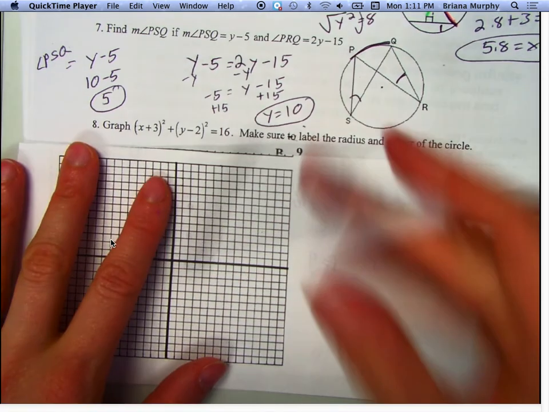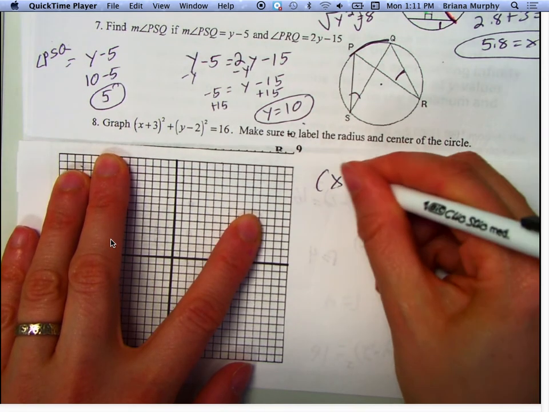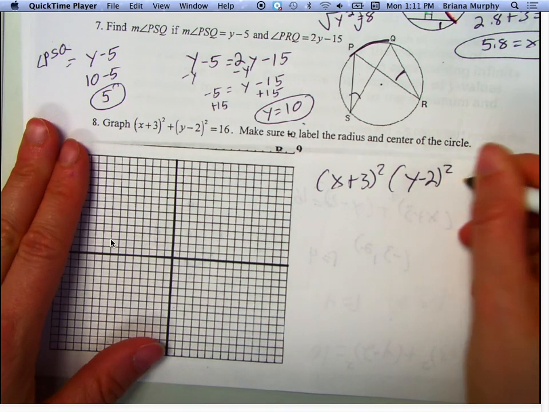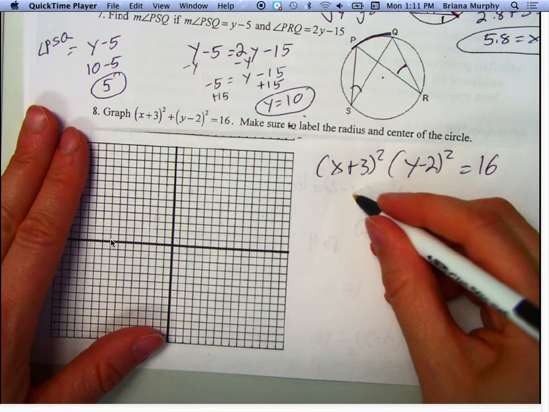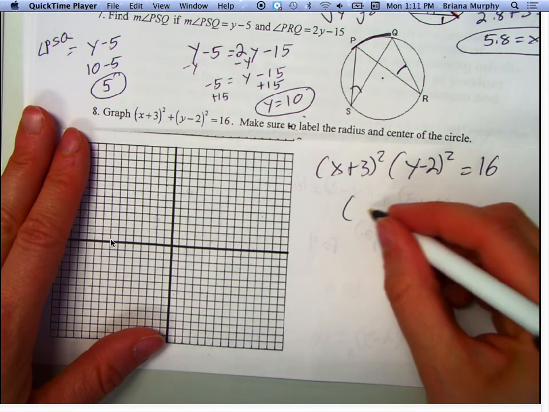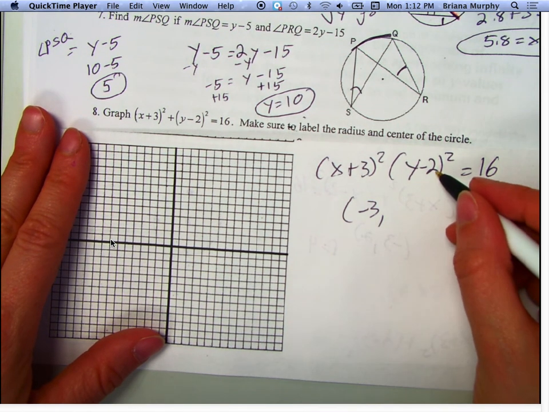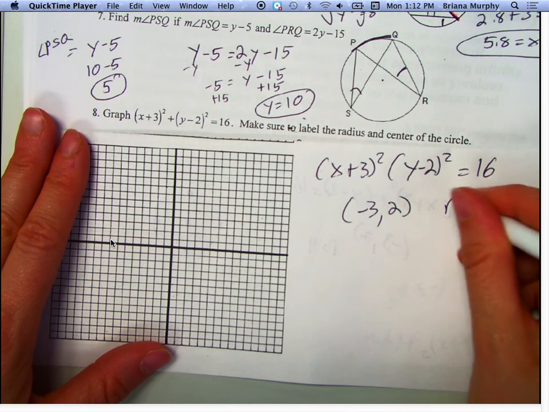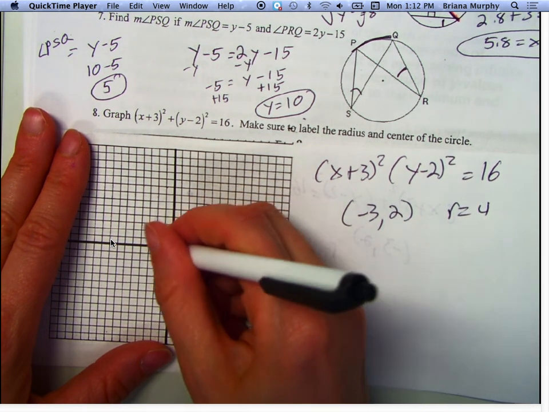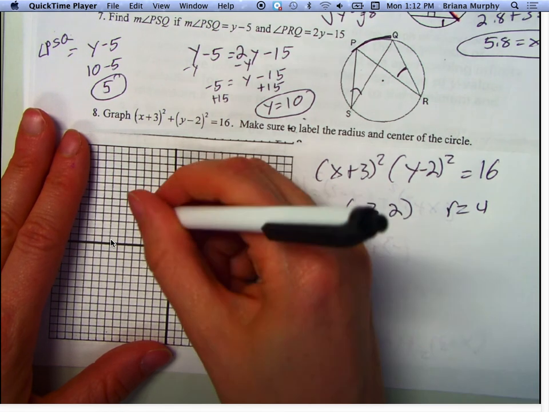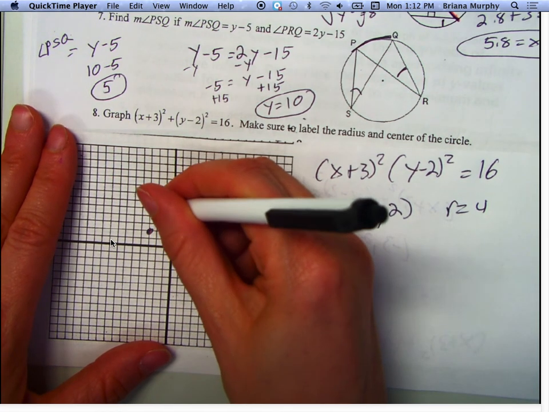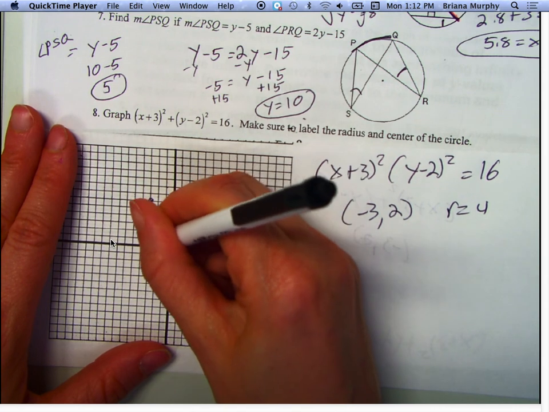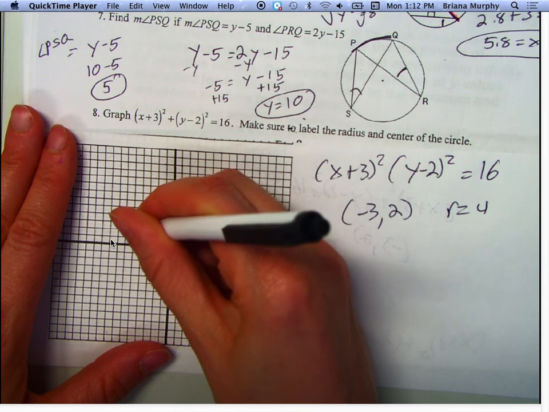So what is the opposite? So we've got x plus 3 squared, y minus 2 squared equals 16. So what's the opposite of positive 3? Negative 3. What's the opposite of negative 2? What's the square root of 16? 4. So we're going to go to the left 3, up 2. And then we're going to go 4 in all 4 directions. 1, 2, 3, 4. 3, 4. 1, 2, 3, 4. 1, 2, 3, 4.